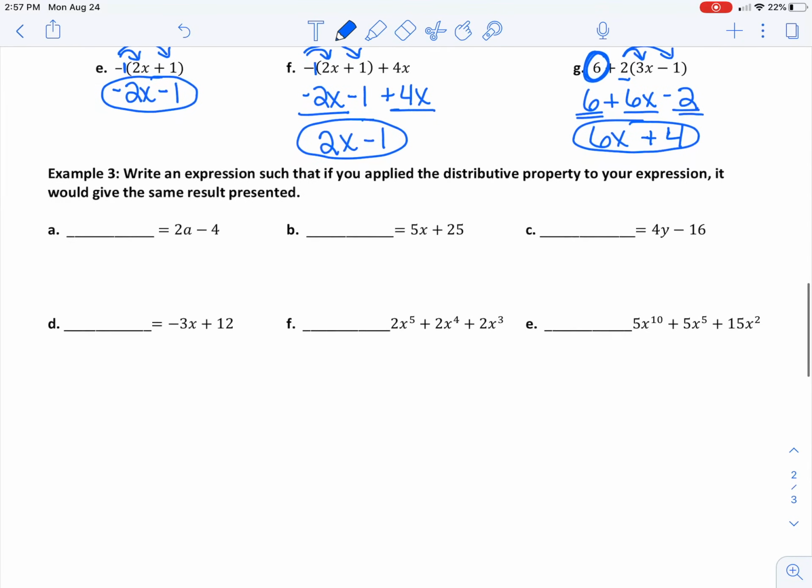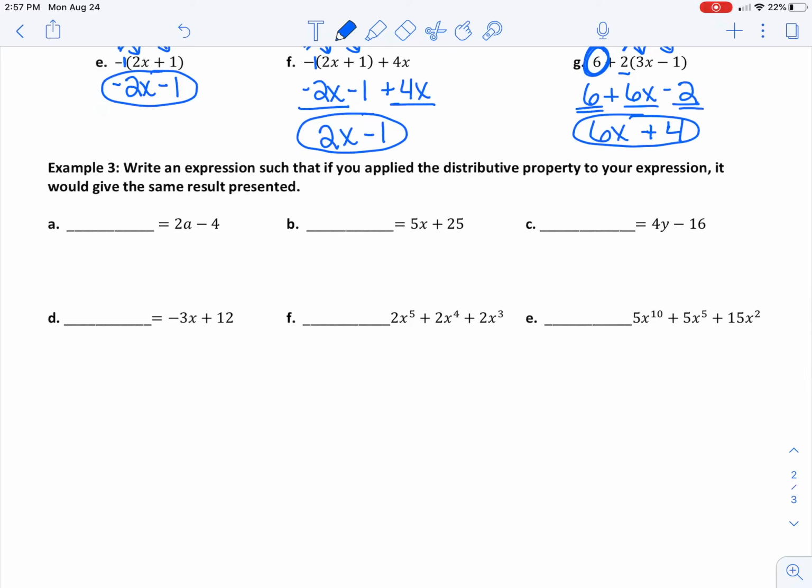All right. Moving on to example 3. This is the last part. So, write an expression such that if you applied the distributive property to your expression, it would give you the same result presented. Okay, so here's the deal. Whenever we distribute, we multiply. So if we're working backwards, we want to do the inverse operation of multiplication. So we want to divide.